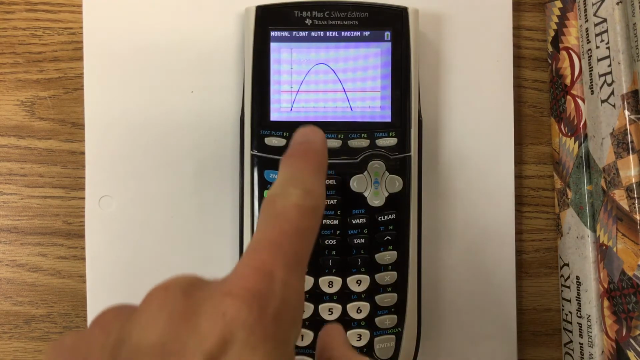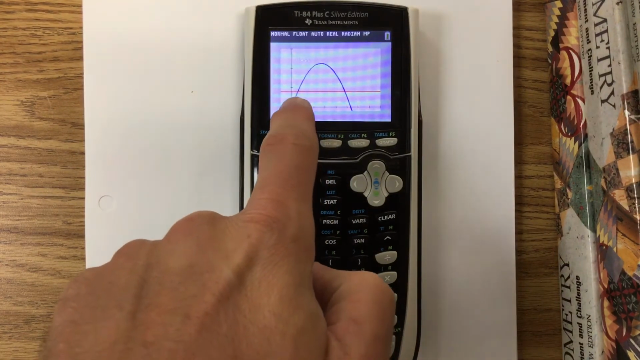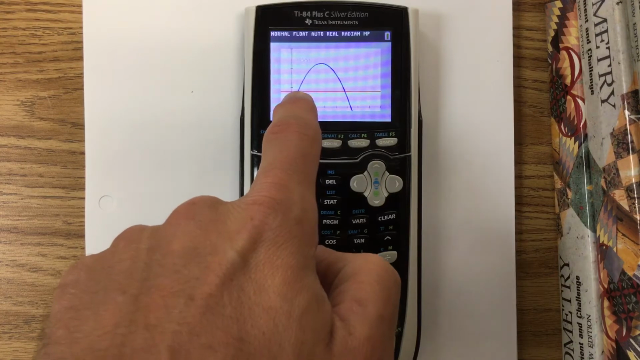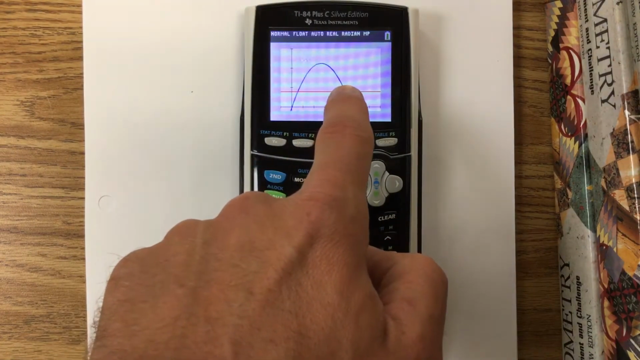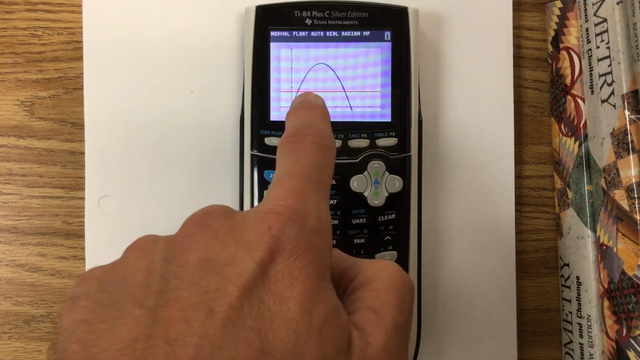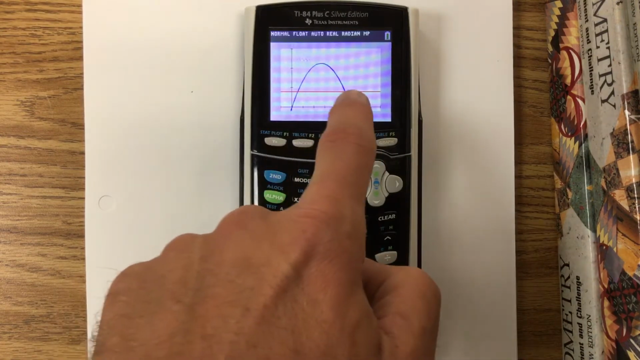Now you can see that this object gets shot up in the air, hits 40 feet, reaches that maximum, that vertex, and it's eventually going to hit that 40 feet back again on its way down. Now we can find both of these values, both of these times.